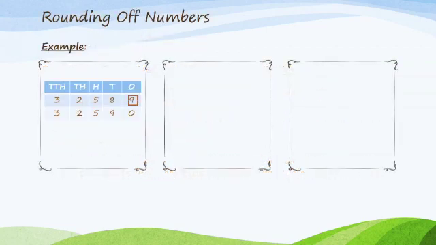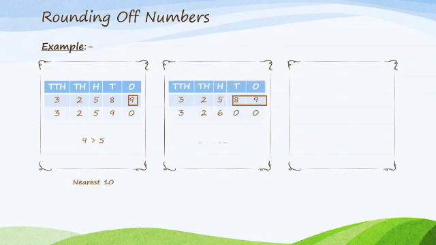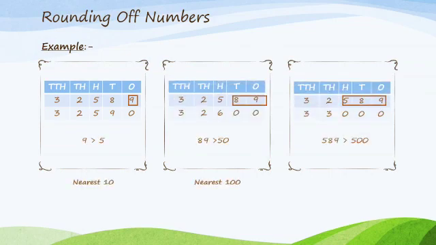Let us understand with an example how to round off numbers. Look, there is an example. You have to round off the number 32,589 to the nearest 10, nearest 100 and nearest 1000. First of all, the number is separated by separating the periods.